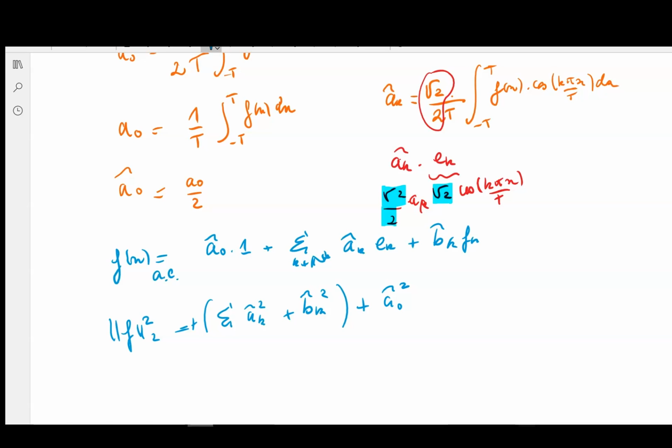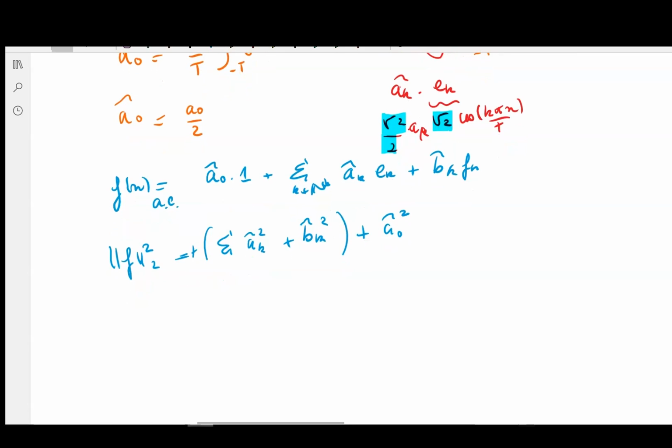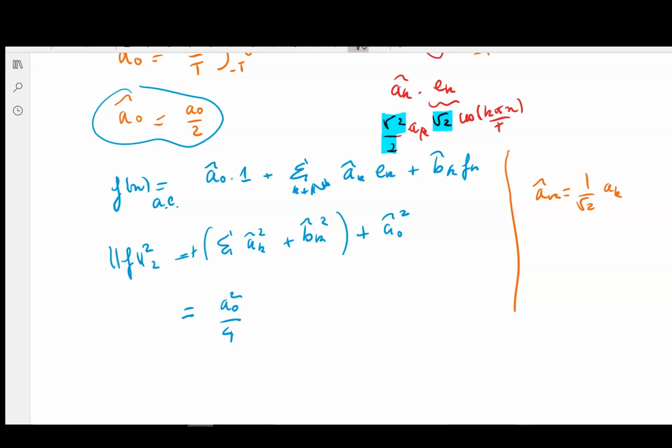But now if I'm using, as you saw, it's completely equivalent, my original coefficients, that's going to be slightly different. Instead of the a0 hat square, we said a0 hat is actually a0 over 2, so that's going to be a0 square over 4. And then we said that the relation between the a hat k is a hat k equal to 1 over square root of 2 of the ak. So what are we going to get? And same thing for the b hat k, it's 1 over square root of 2 times the bk coefficients.